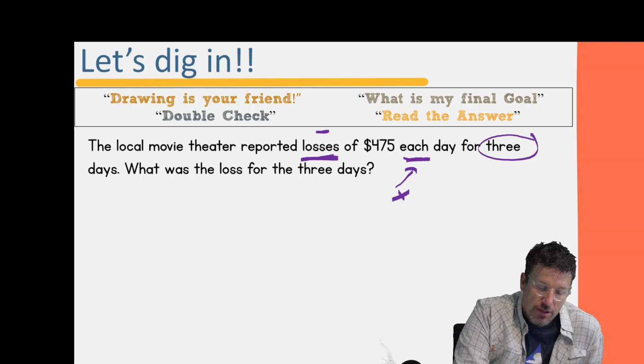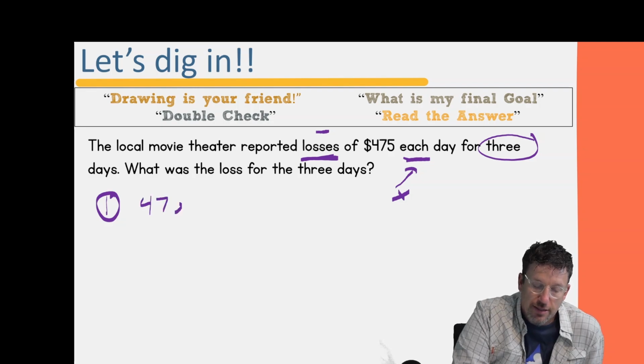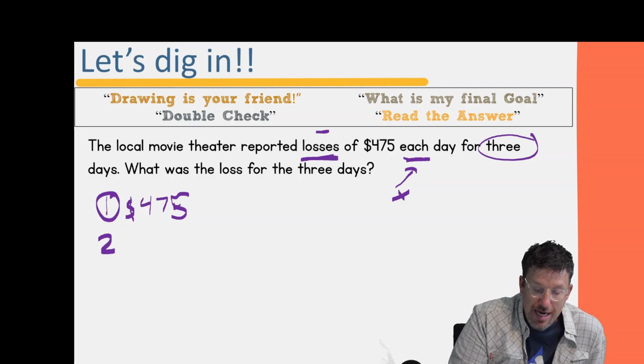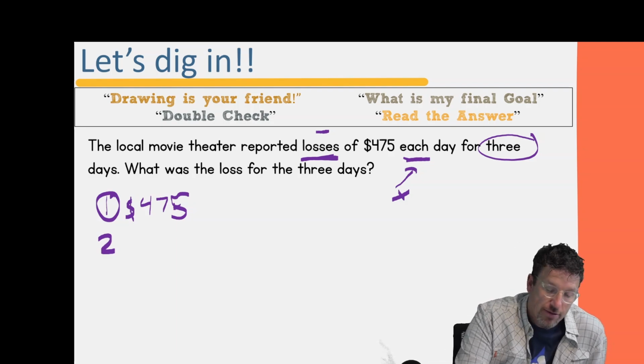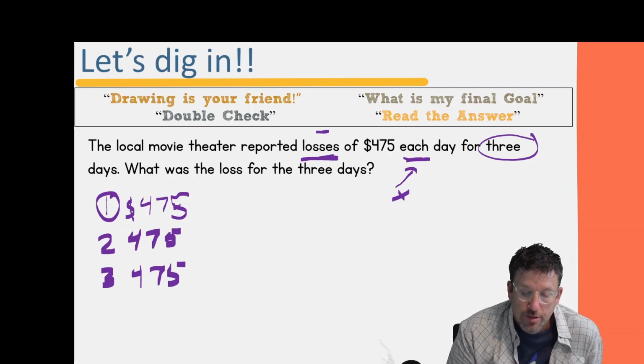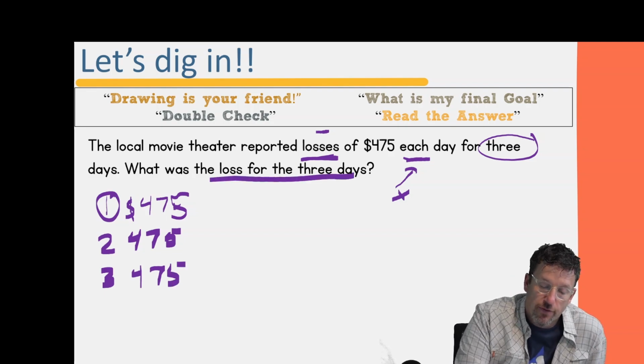Well, let's draw a picture. So we got one day. Okay, they lost $475, right? Okay. On day two, how much did they lose? You're right, they lost another $475. And then on the final day, they lost another $475. So we want to find out what was the loss for the 3 days.